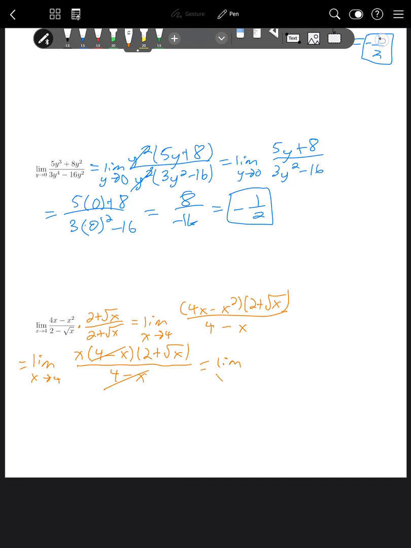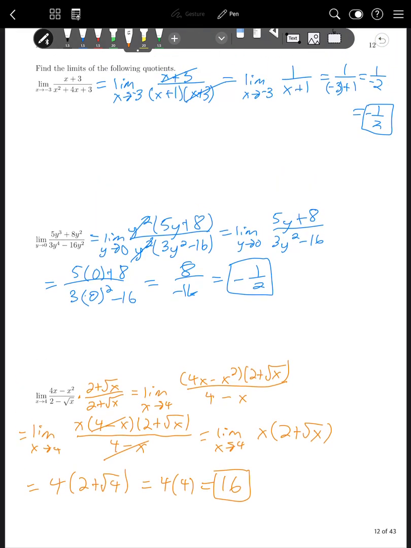So this is the limit as x approaches 4 of x times (2 plus the square root of x). And now here we can finally just plug in 4. So this would be 4 times (2 plus the square root of 4), which is 4 times 4, which is 16. Okay, so that's the idea.